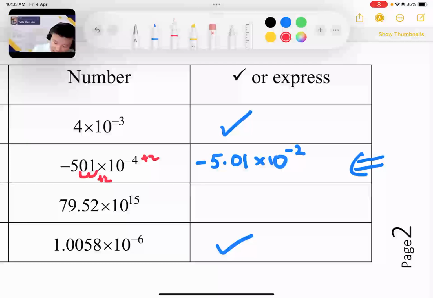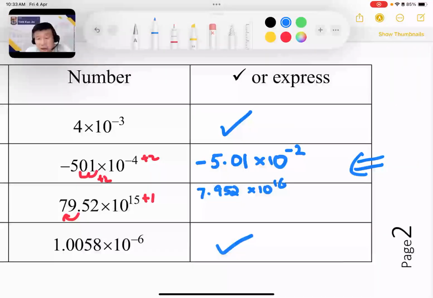And the last one, I'm shifting this forward by 1 decimal place. And remember, if I'm shifting it forward by 1 decimal place, I have to add 1 to this. So my final answer is 7.952 times 10 to the power of 16.